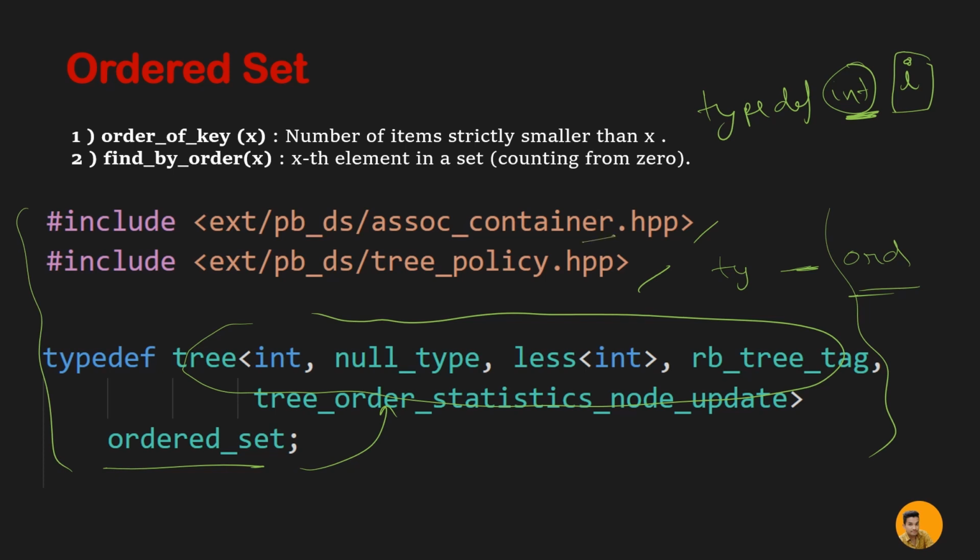Okay, so this is the associative container for defining the type of container we are using, then this tree policy which is used for manipulating the nodes, and this is the template. So now we will have a practical implementation of this.